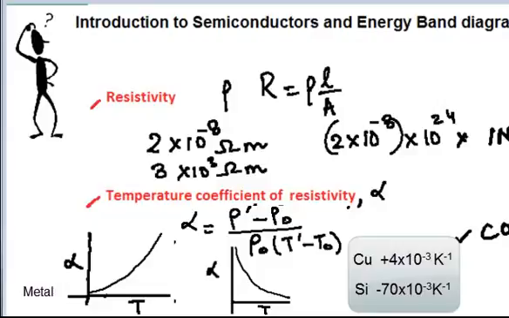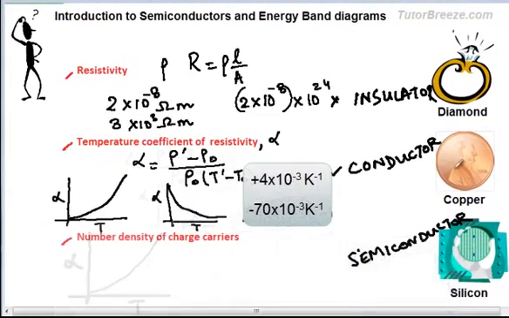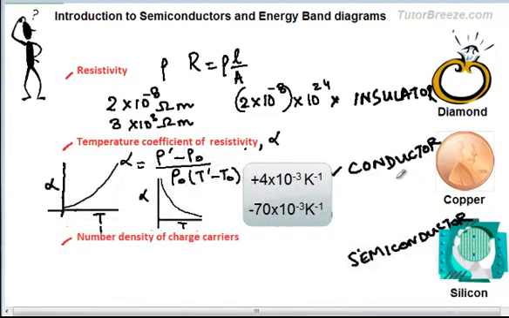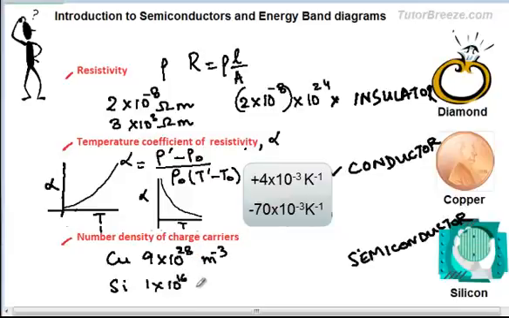Now the last quantity n is the number of charge carriers, and as you would guess, the number of charge carriers in a conductor is extremely high if you compare it with the number of charge carriers in a semiconductor. For instance, the number of charge carriers in copper would be 9 into 10 to the power 28 per meter cube, whereas in case of silicon the number of charge carriers would be 1 into 10 to the power 16 per meter cube. So you can see that the number of charge carriers is much higher in case of a good conductor.